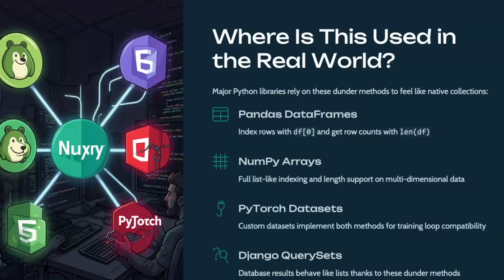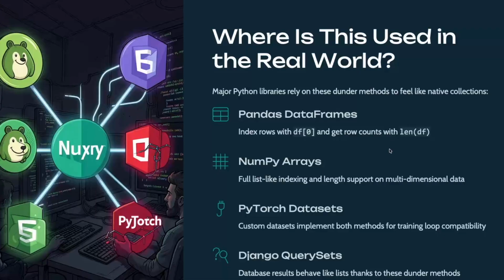Experienced Python developers often design classes so they feel natural to use. Instead of forcing users to call catalog.getProduct(0), they can simply write catalog[0] so that it feels cleaner and more natural.